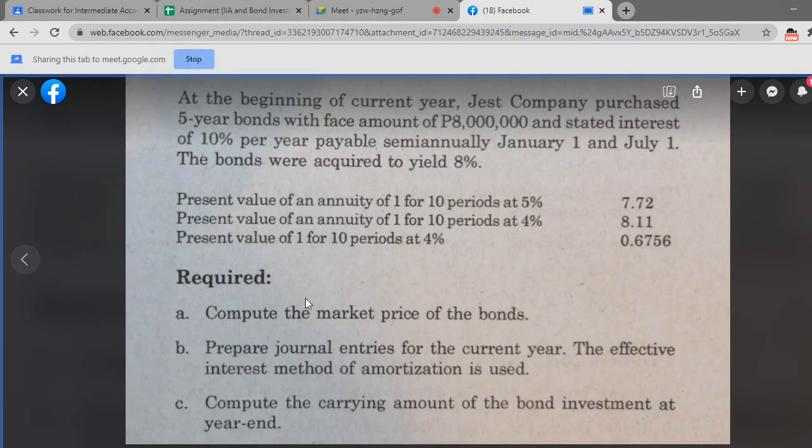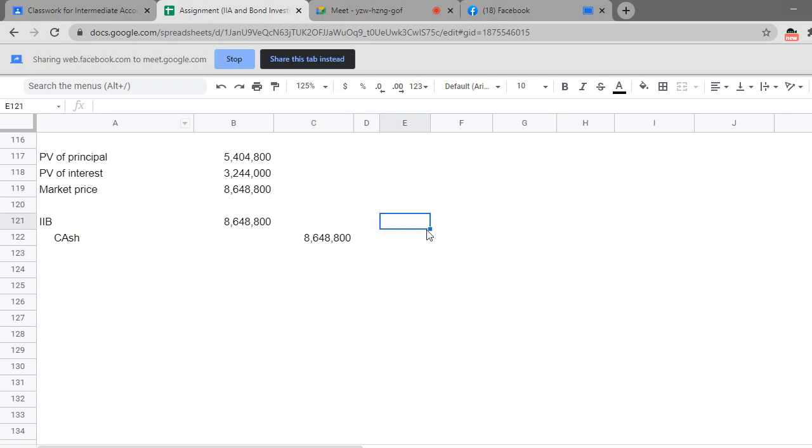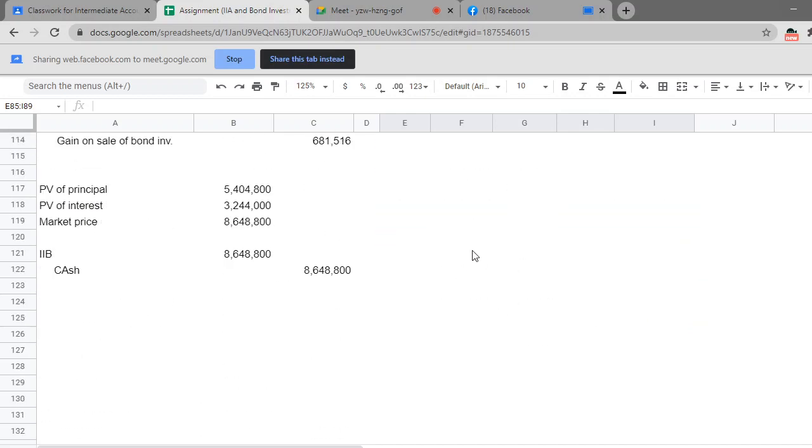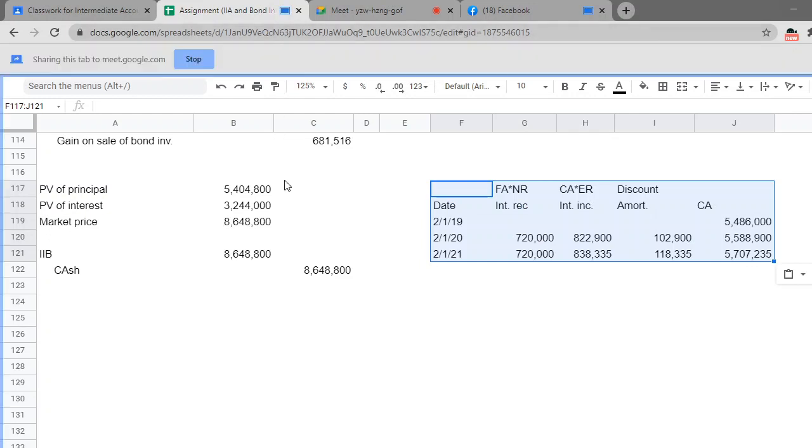That is 8,648,800. Now, we're going to prepare journal entries for the current year and we're going to use the effective interest method. So, let us prepare your table of amortization para mas dali ang pag-prepare sa journal entries. Mag-base na lang tas ato ang table. Okay? So, ayan.